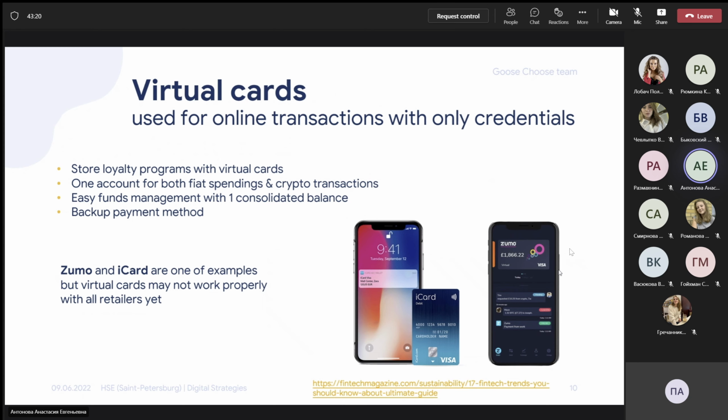Another technology is virtual cards. They are based on Visa or MasterCard, and people can use them instead of physical cards for online transactions. Some virtual cards also allow users to store loyalty programs on them and use the same account for both fiat spending and crypto transactions, making it easier to manage their funds. Virtual cards can also be used as a backup payment method in cases where physical cards get declined or cannot be found. One disadvantage of using virtual cards is they may not work properly with all retailers yet.